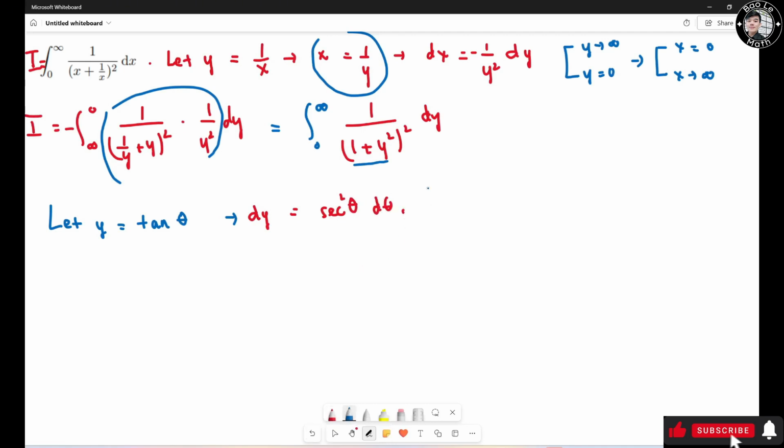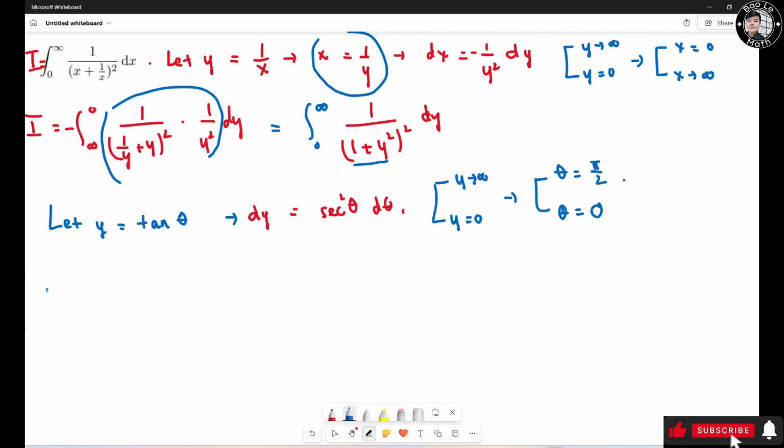Now I need to change the upper bound and lower bound, right? So the lower bound y equals 0, upper bound y approaches infinity becomes theta equals, when y equals 0, theta equals 0, right? When y approaches infinity, theta equals pi over 2, right?